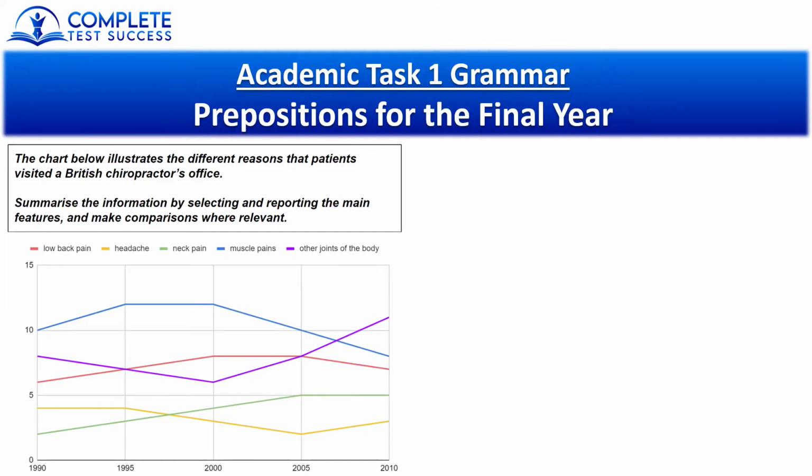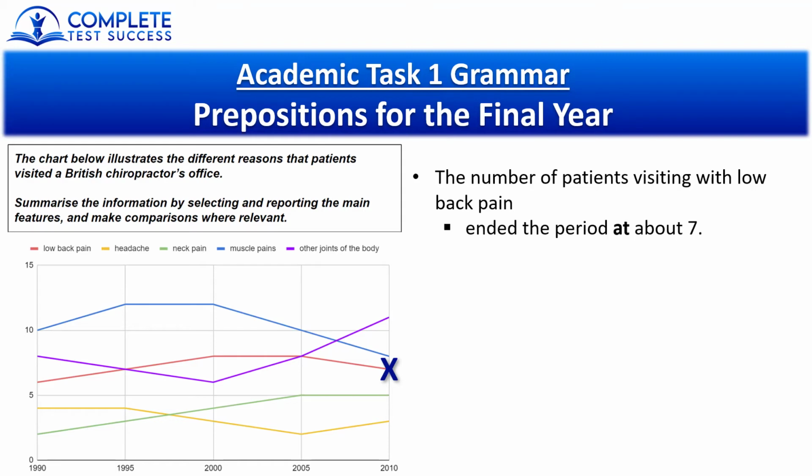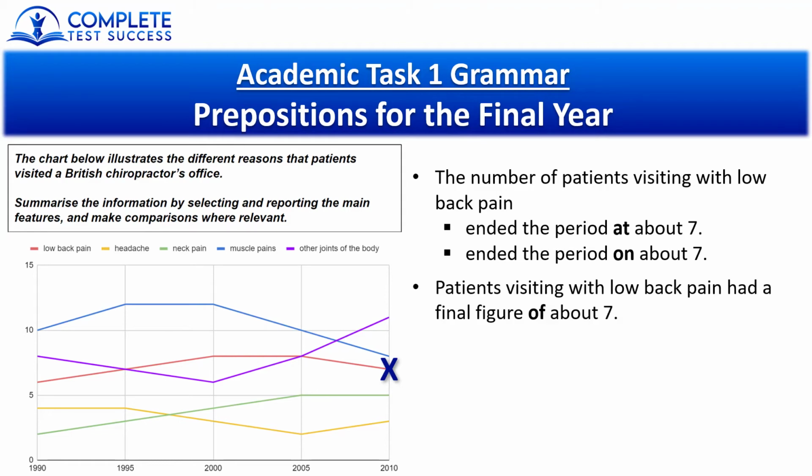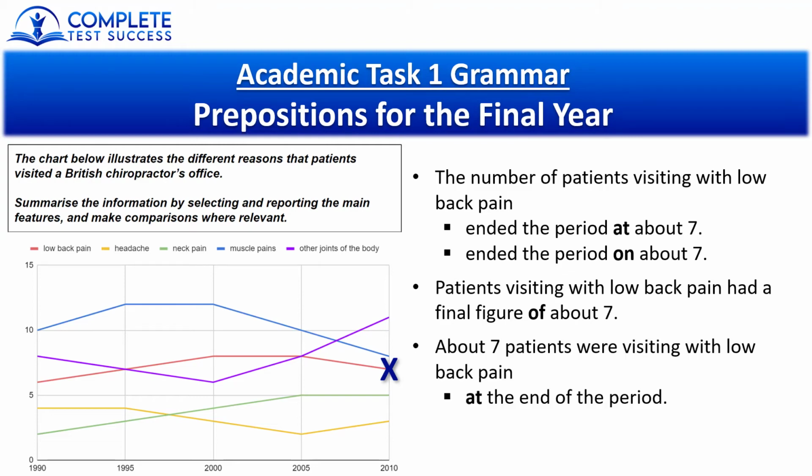This time we're going to look at low back pain, the red line again, in 2010. So the various alternatives I have are the number of patients visiting with low back pain ended the period at about 7, or ended the period on about 7. We could say patients visiting with low back pain had a final figure of about 7. About 7 patients were visiting with low back pain at the end of the period or by the end of the period.